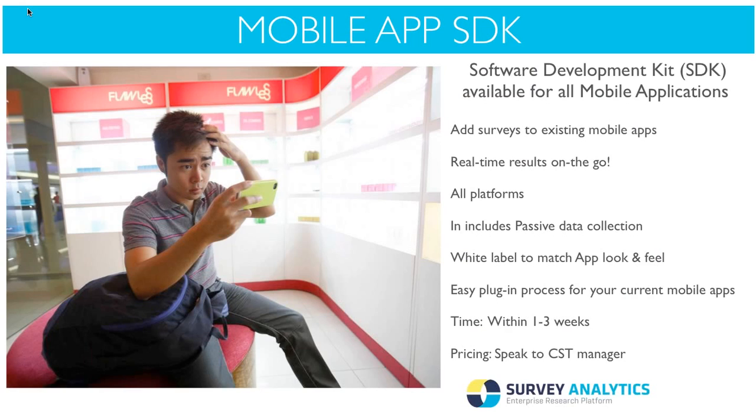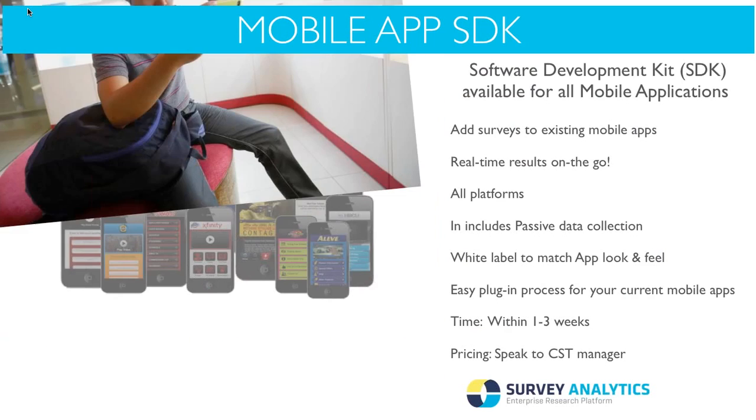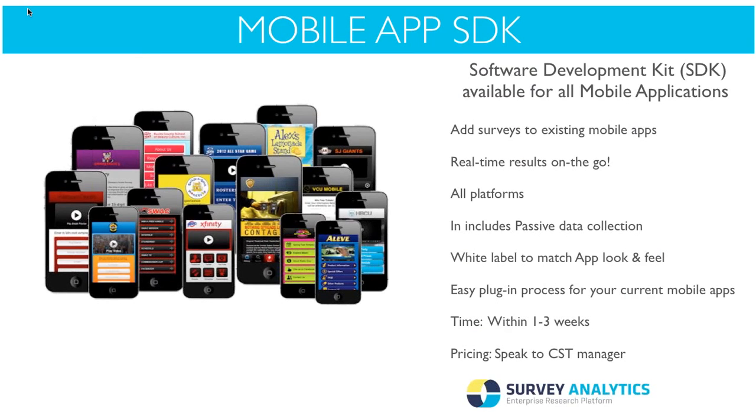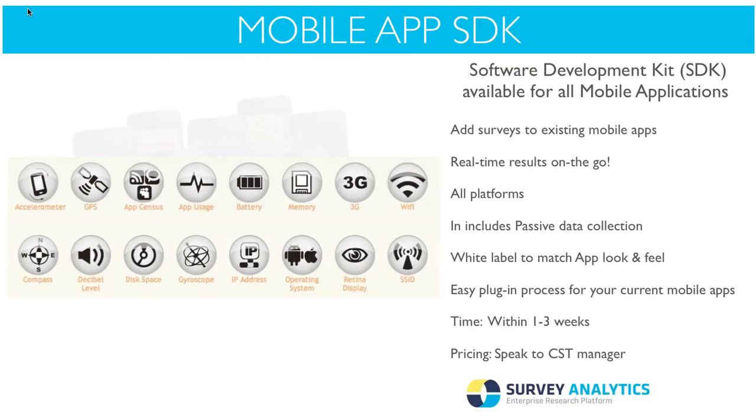And so what that does, it will allow you to add surveys to your existing mobile apps, and then you'll be able to get the real-time results on the go. It's available on all of the platforms that are available. And it also includes some passive data collection. So if you're interested in doing research on accelerometer, GPS, app usage, battery life, we'll collect all that, and that will be included with the data that you are collecting from the surveys.